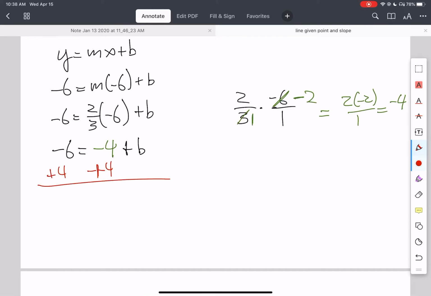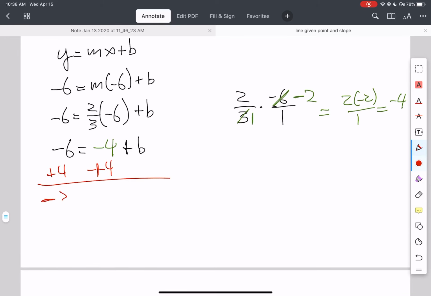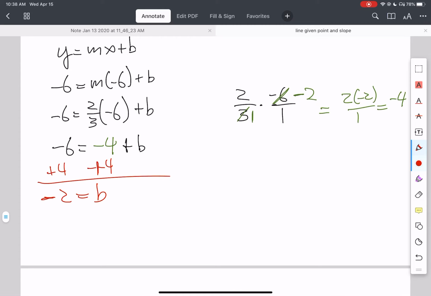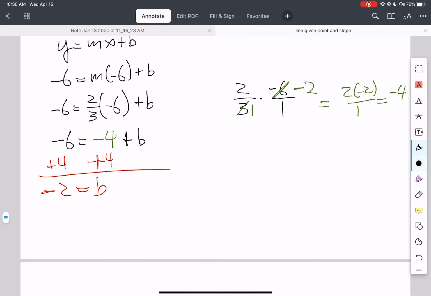Negative 6 plus 4. So when we have a negative and a positive, you're going to be getting the difference, right? The difference between 4 and 6 is 2. Since 6 is negative, it's going to be negative 2 equals b. So now my last step is to rewrite: y equals 2/3 x minus 2.